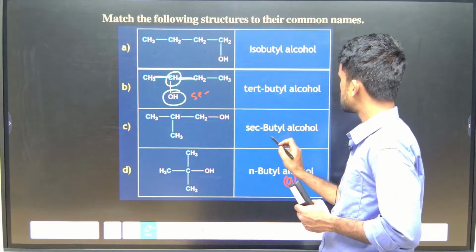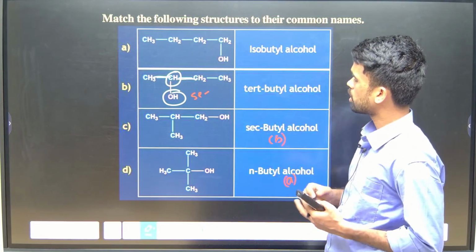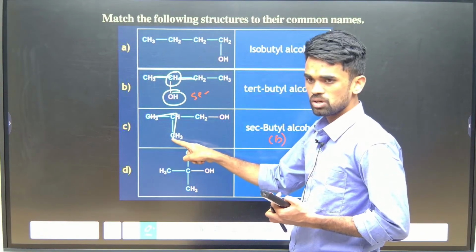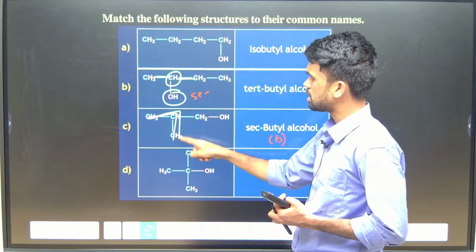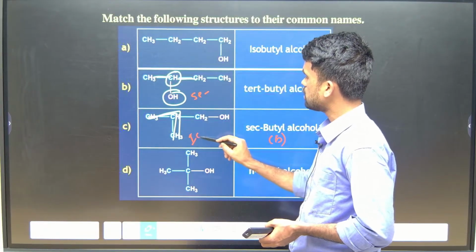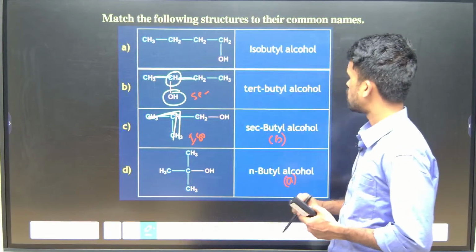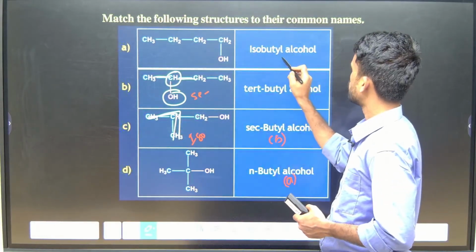So B, this one here. Okay, next one. If you observe, there is a system like this. If you have it like this, you should call it isobutyl, like 1, 2, 3, 4 are there now. So isobutyl alcohol. So C1.